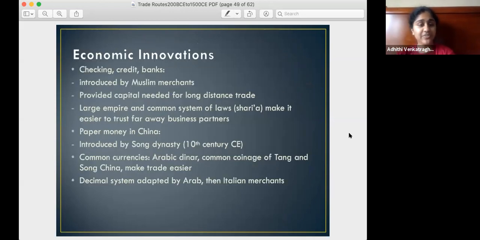As for economic innovations, during this time there were checks, credit, and banks, introduced by Muslim merchants, which provided the capital needed for long-distance trade. A large empire and a common system of laws helped. Remember we talked about the Dar al-Islam, the Islamic state, and the Sharia law, which made it easier to trust faraway business partners. During this time, paper money began in China, introduced by the Song Dynasty in the 10th century CE, and common currencies included the Arabic dinar and the common coinage of Tang and Song China, which made trade easier. The decimal system was adopted by Arab and then Italian merchants.